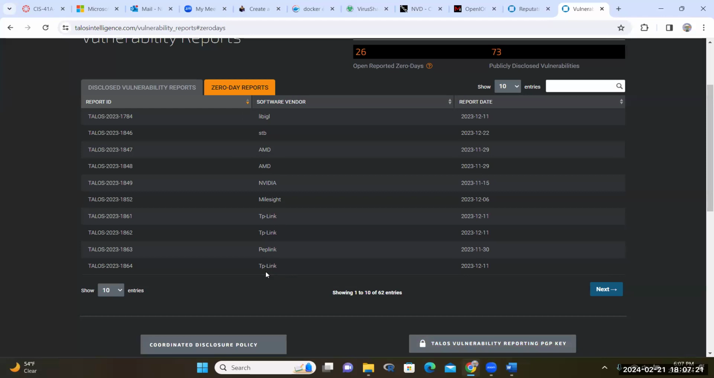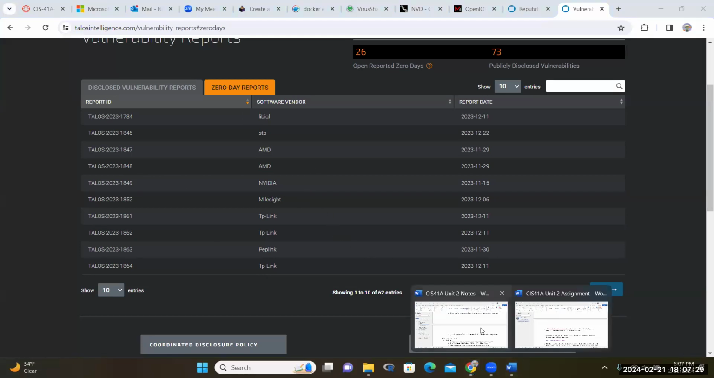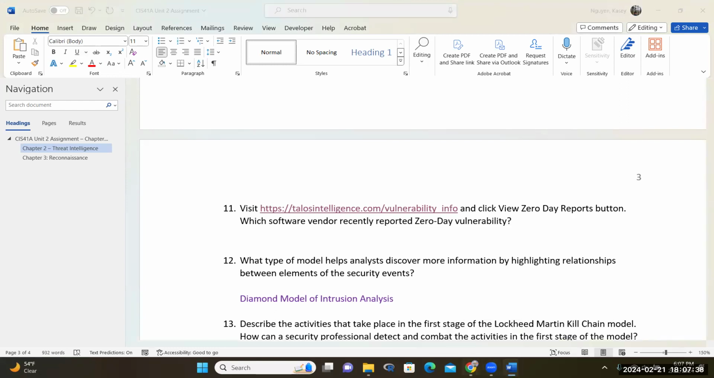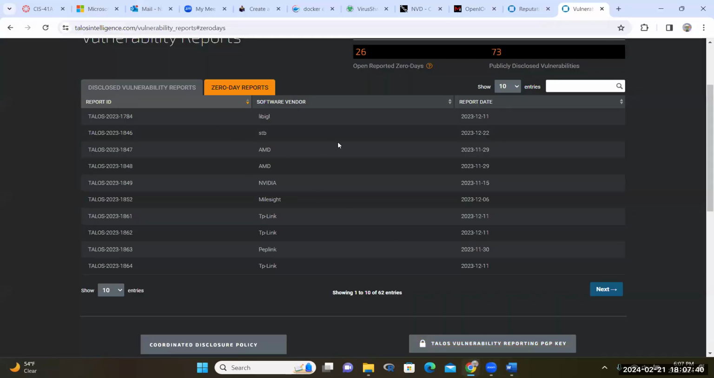And then these are the vendors. If I'm interested in something with NVIDIA, that's also shown here, AMD. You can go down the list, and that changes from time to time. Mouse site, TP-Link, PEPLINK, there are tons. If you go to the next page, you would see others.